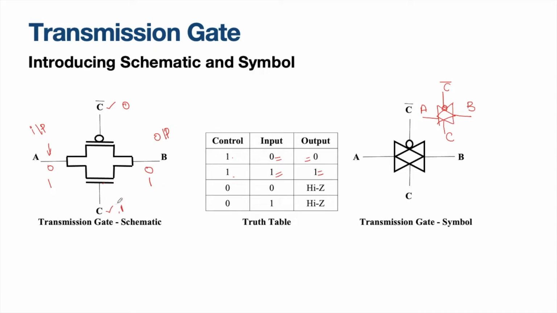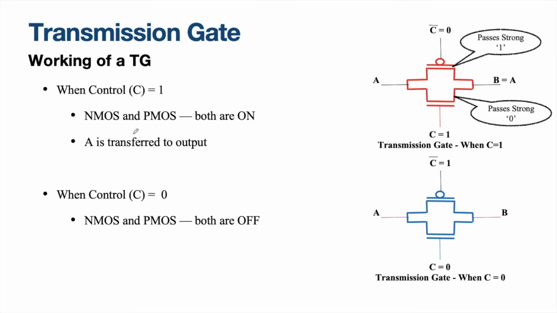On the other hand, when the control signal is 0, obviously C bar becomes 1. When we feed 1 to a PMOS transistor, it will switch off. Similarly, when you feed 0 to an NMOS transistor, that will also switch off. So both will switch off, resulting in switching off the complete transmission gate. Therefore, whatever inputs you have, it will not reflect at the output at all. This is the simple functionality of a transmission gate. The same is being explained here in detail.